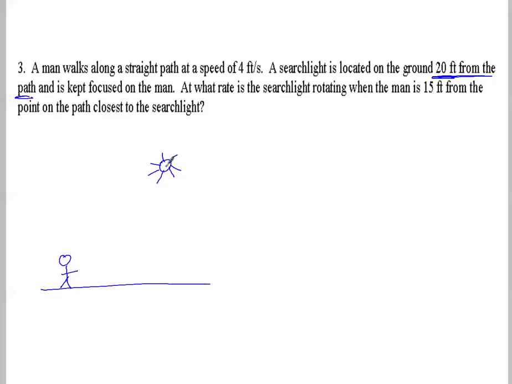And it is located on the ground 20 feet from the path. Anytime we're measuring from a point to a line, it is straight there at a right angle. Now it's kept focused on the man, so the light is only beaming in this direction. That's the path of the light. At what rate is the searchlight rotating? Because it's focused on the man and not looking anywhere else, there's the rotation factor in there. So this is an angle that's changing. Let's call that angle theta.